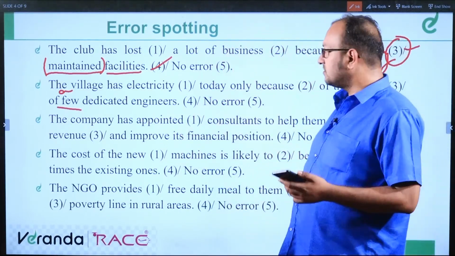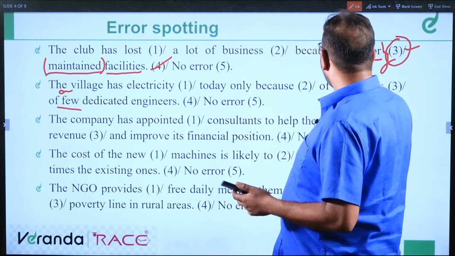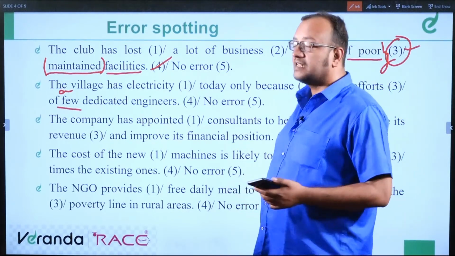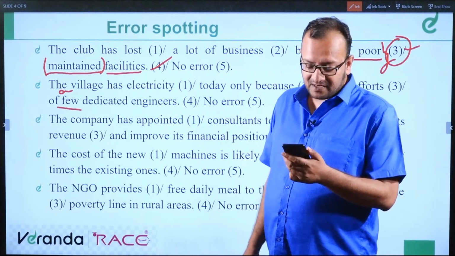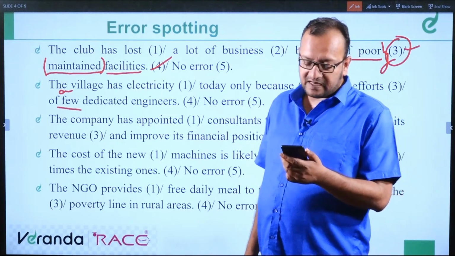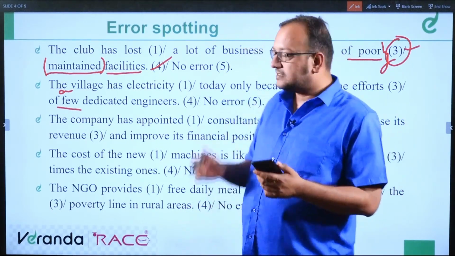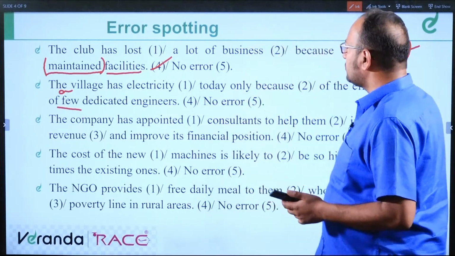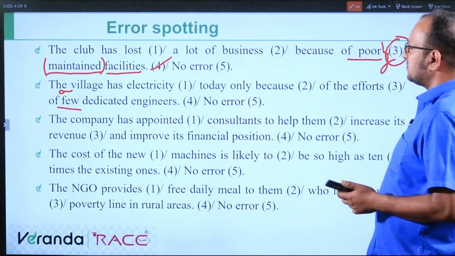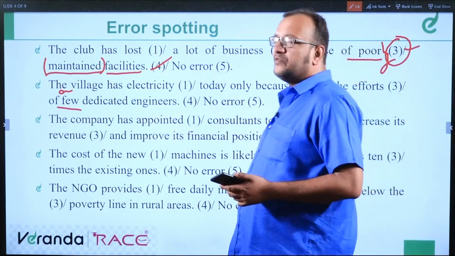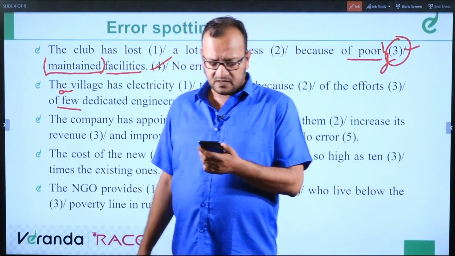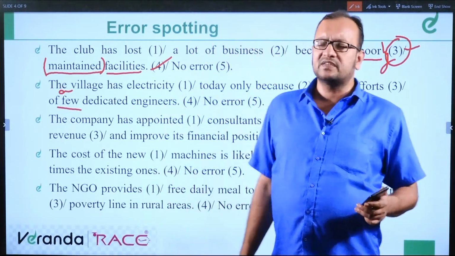Why can't it be maintenance? Which question? Of poor maintenance facilities. Yes, that's a good question. Ranjit Seladurai says, sir, why can't it be maintenance? Let's answer this question. The club has lost a lot of business because of poor maintenance facilities. Okay, it sounds a bit weird, I would say, Ranjit. Poor maintenance facilities.